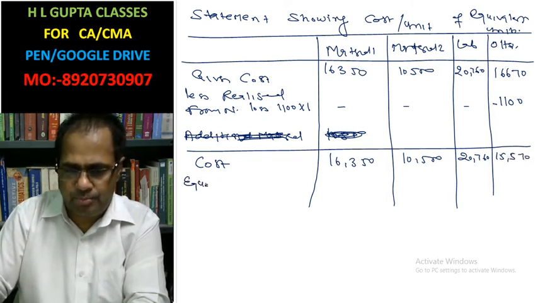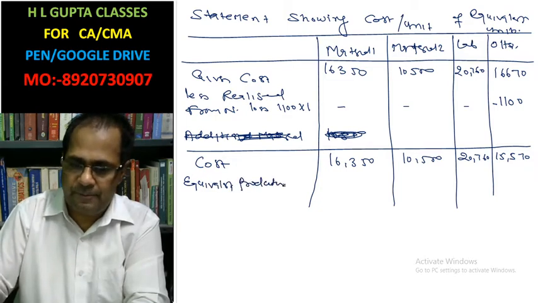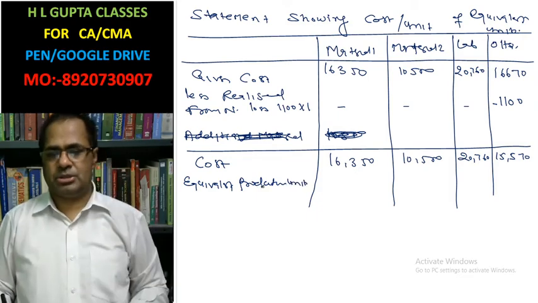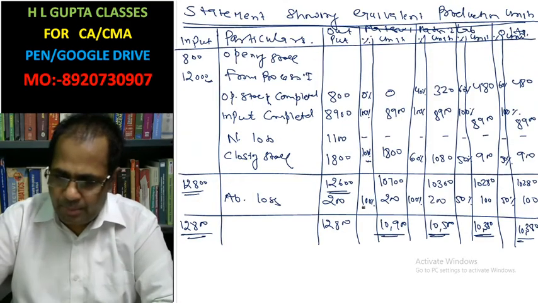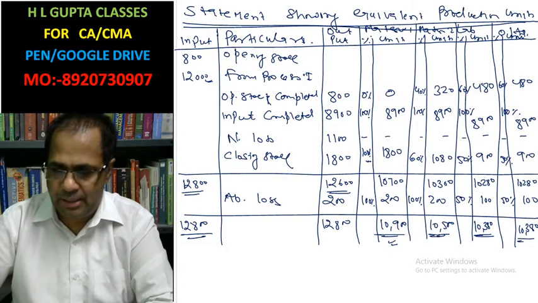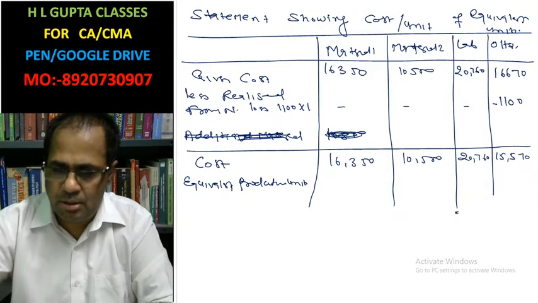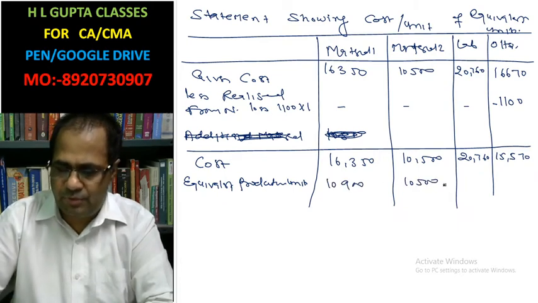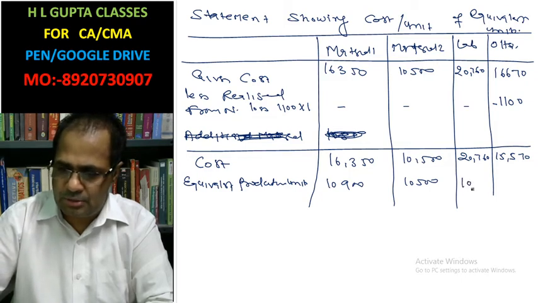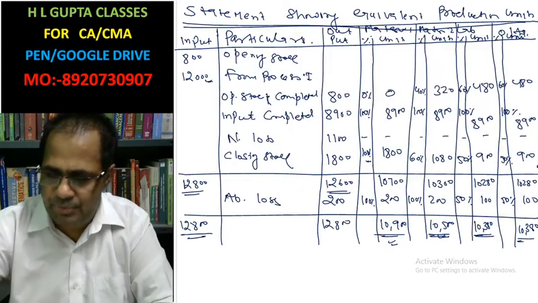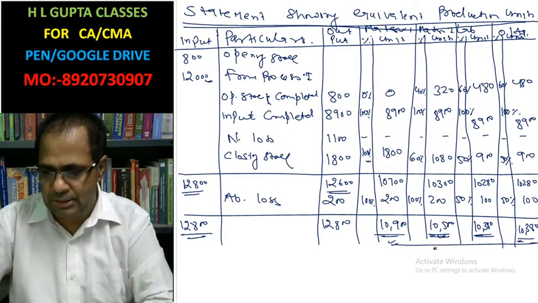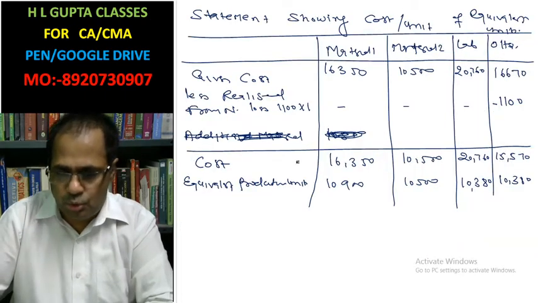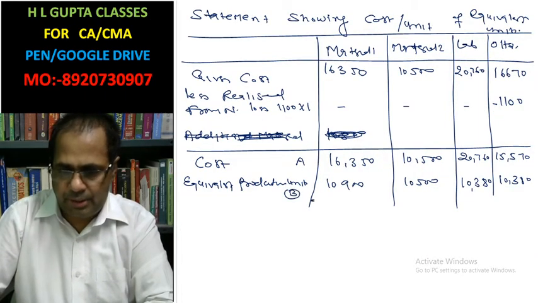Equivalent production unit. What will be the equivalent production unit? Material first equivalent production unit was 10,900 and 10,500 is here. 10,900, 10,500, 10,380, 10,380. This is what we have calculated. Now suppose this is A, this is B.